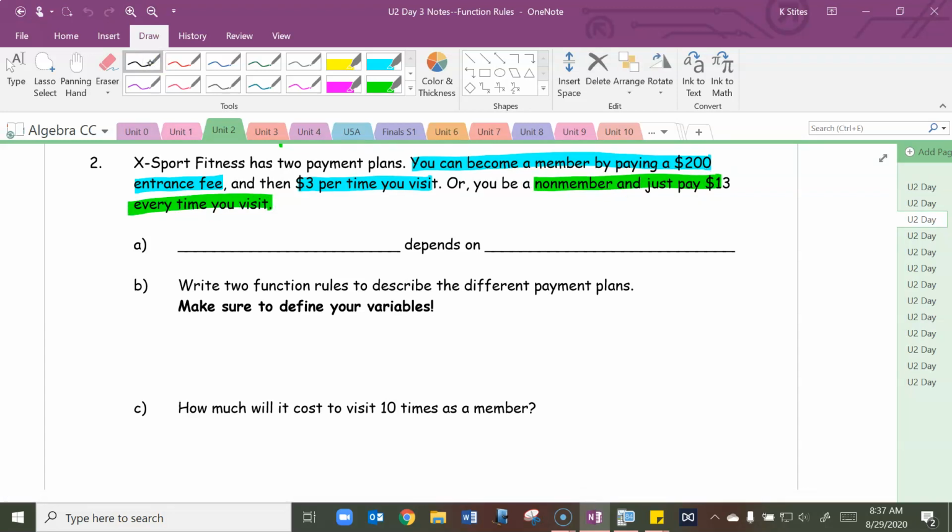So again, let's think about what variables we have in this situation. Variable number 1, we're dealing with money again. So I'm going to say cost. The other variable we have is our visits, because they're talking about how much you pay when you visit. Visits are kind of like time, so that would be an independent variable. And again, cost, money, is always dependent. So we can say the cost depends on the number of visits.